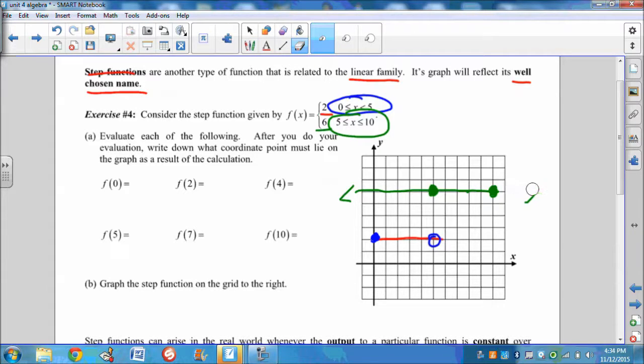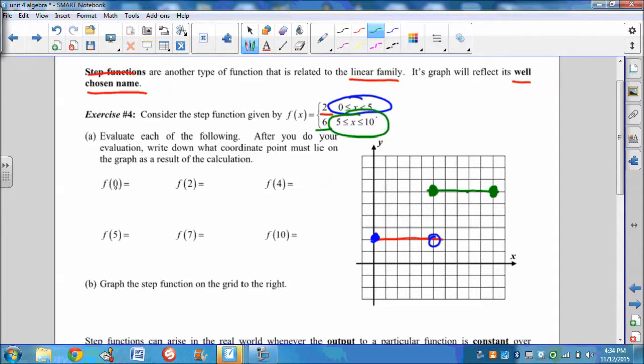So I'm going to erase everything else that's there. So we've got this nice little step function now. You can kind of see that it looks like steps or stairs. So now let's do some evaluating.